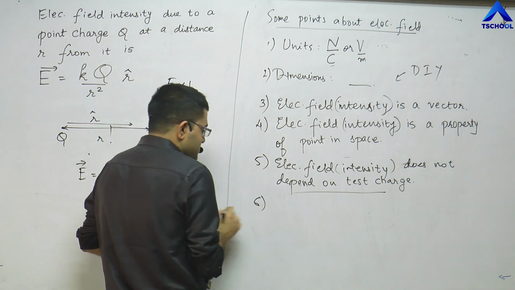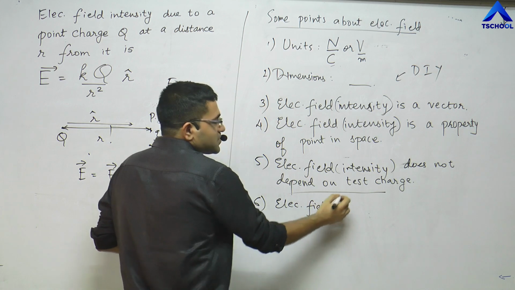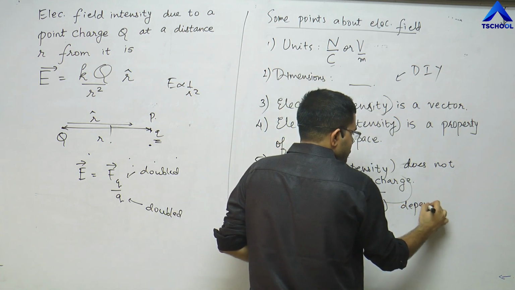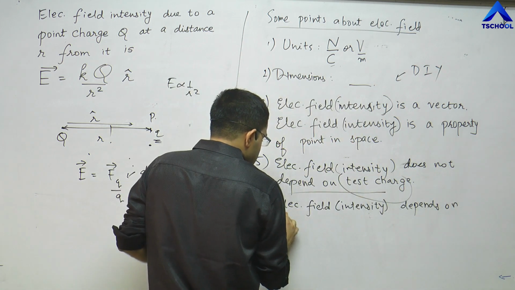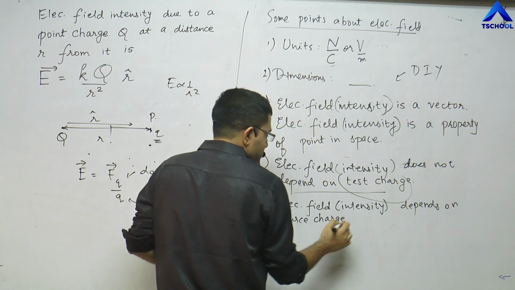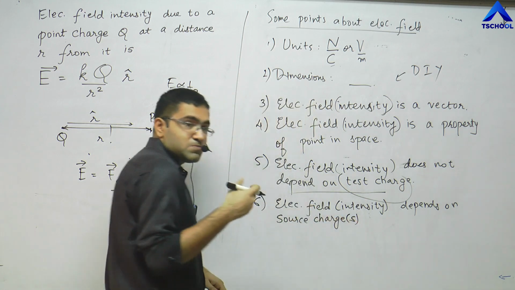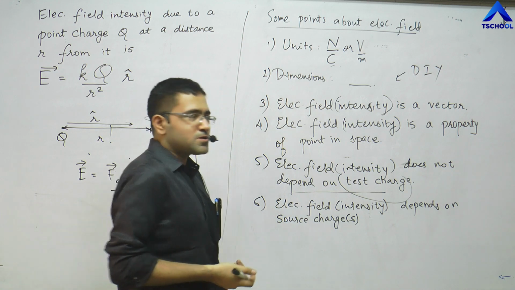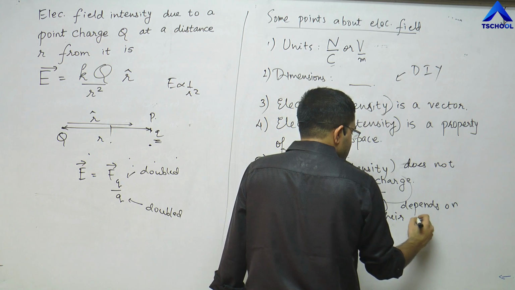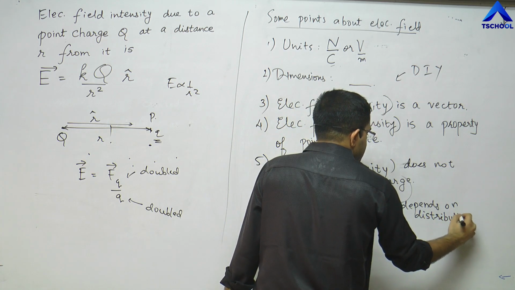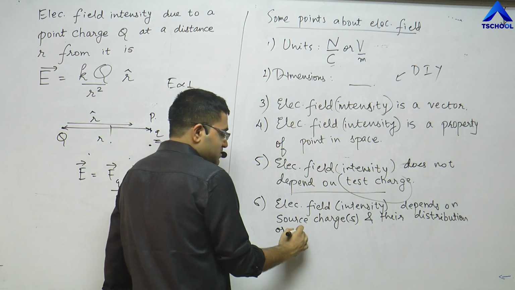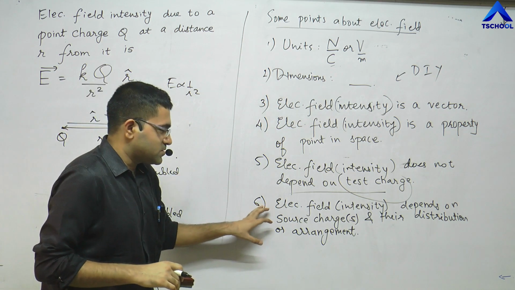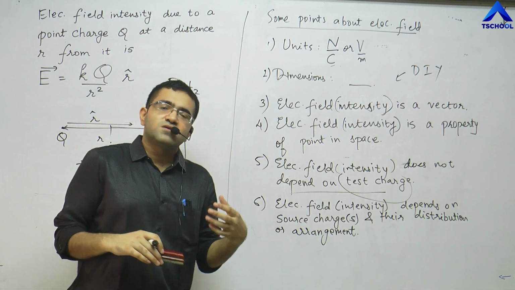Okay. The next thing is, so you can see, like I said, it does not depend on test charge, but the electric field intensity depends on the source charge or charges. Sometimes there may be multiple charges which are creating the effect of electric field. Okay, so the electric field intensity depends on the source charges and their distribution, that is how they are arranged, or arrangement, right? We will cover this point in better detail sometime later, okay?